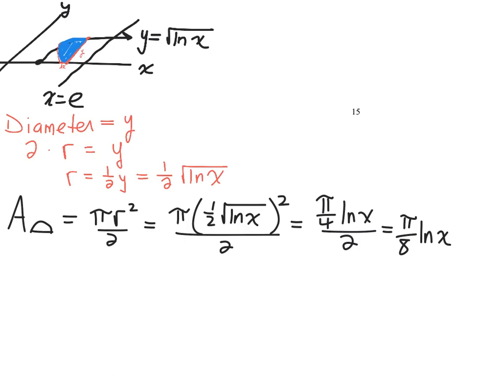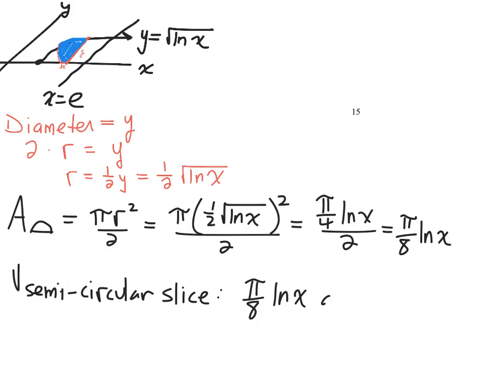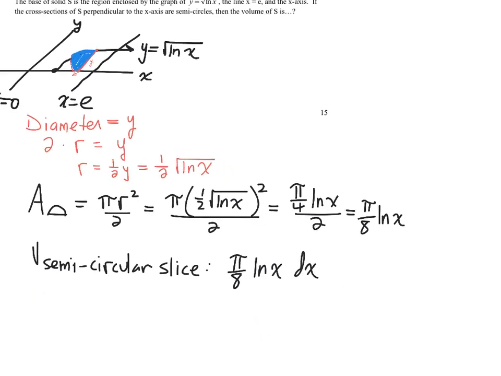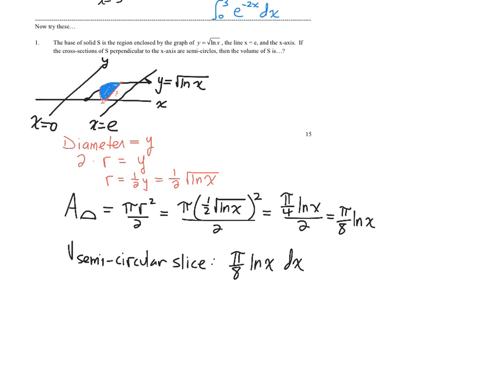All right, so I have the area of the semicircle. Now what I want is the volume of the semicircular slice, which would be that face area multiplied by the thickness. So pi over 8 times the ln of x dx. Okay, so we got that. I just need another piece of information and I'm good to go.